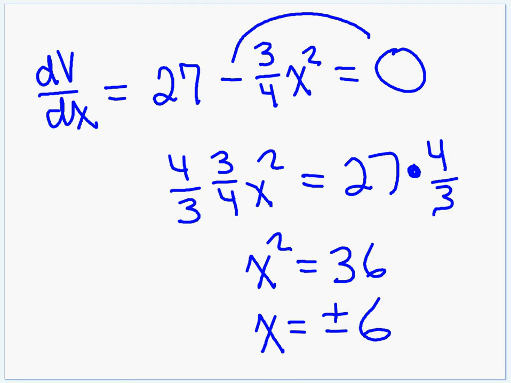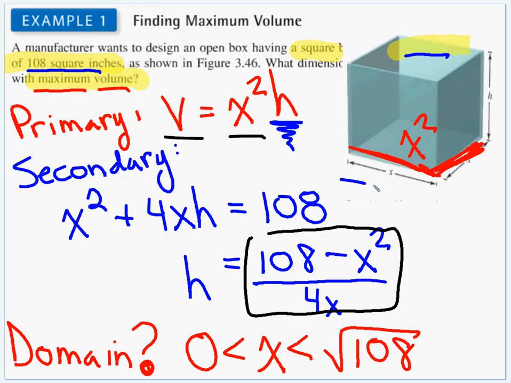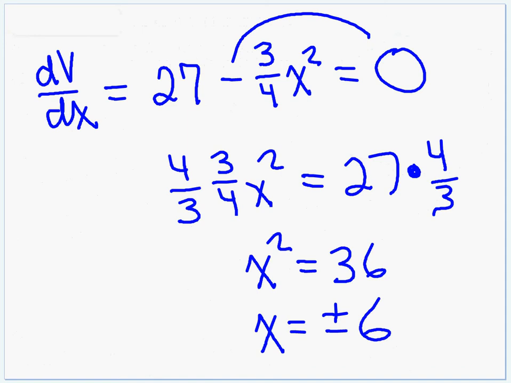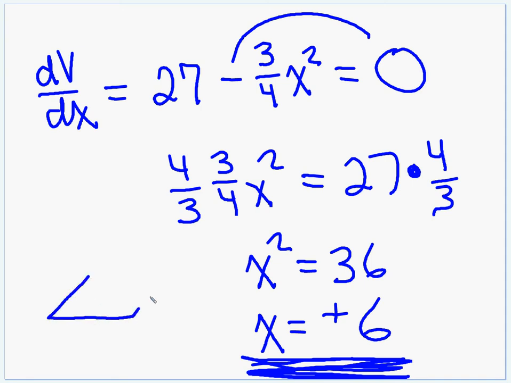But remember, this is an applied problem, and x is the length of this side of the box. Can you grab a ruler and measure something as having a negative length? No. So the negative is nonsensical. I can throw the negative in the garbage. And now we've got x equals 6. Now it's a good answer, but remember they asked us for the dimensions of the box. This is only one of the dimensions. So our box's base is going to be 6 by 6, but how much cardboard does that leave to build the walls of our box?